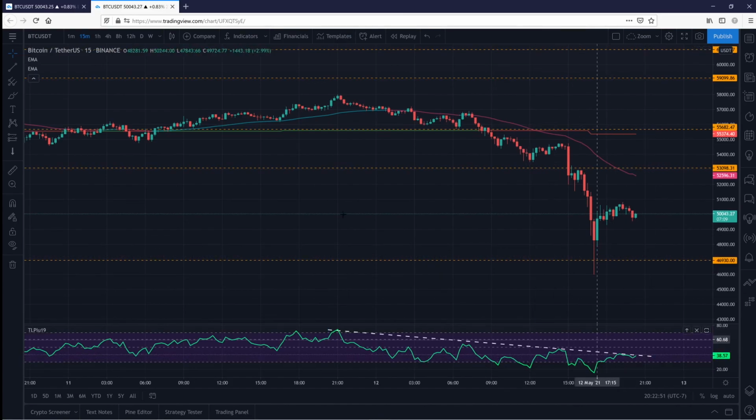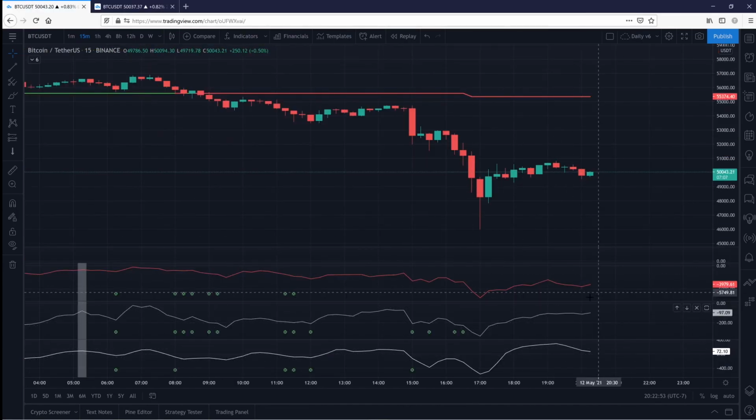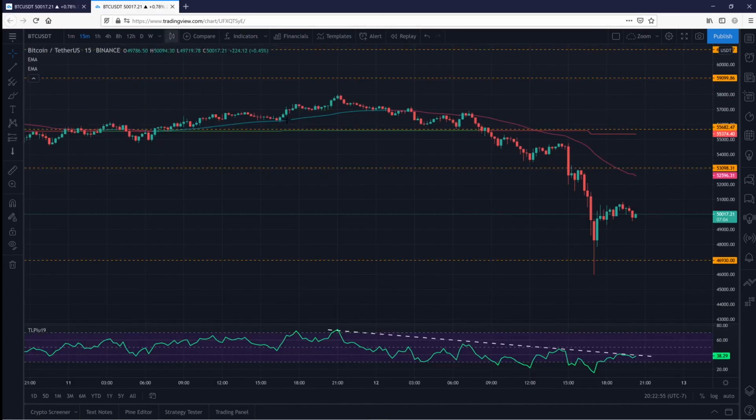But again, be monitoring all the oscillators, because if they all keep trending down, then don't buy, because it's probably going to fall out the bottom.